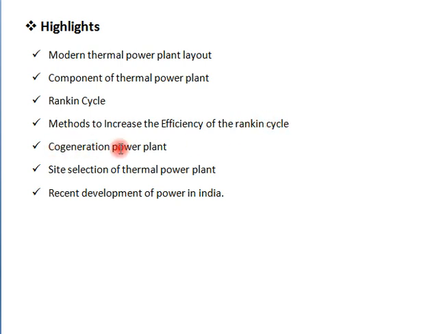Then the cogeneration plant: what CHP cogeneration is, how it works, and its types. Then site selection: where the power plant should be located, and which parameters affect the construction and working of the thermal power plant. Then the recent development of power in India, how much power is produced or installed, with data from the government side. So this is the first chapter on the modern thermal power plant.